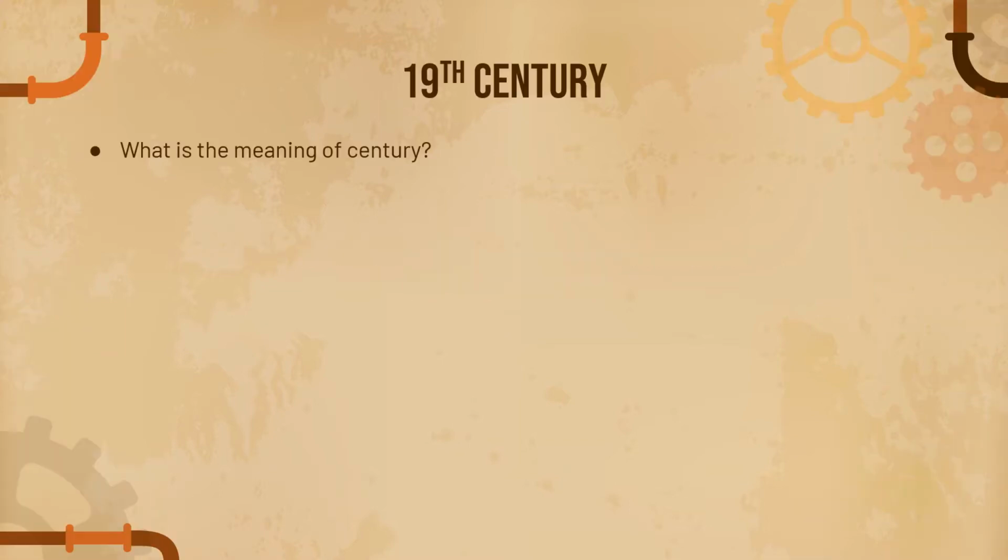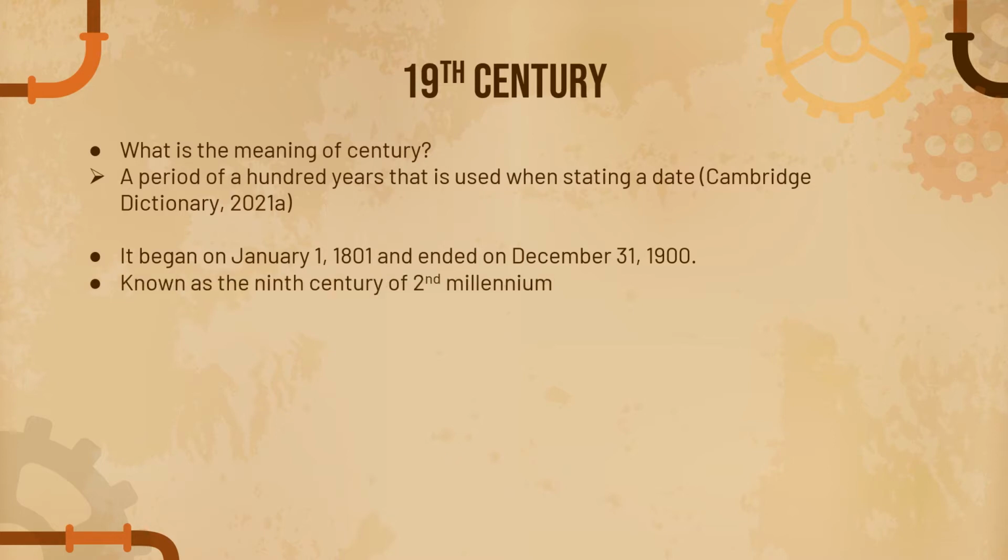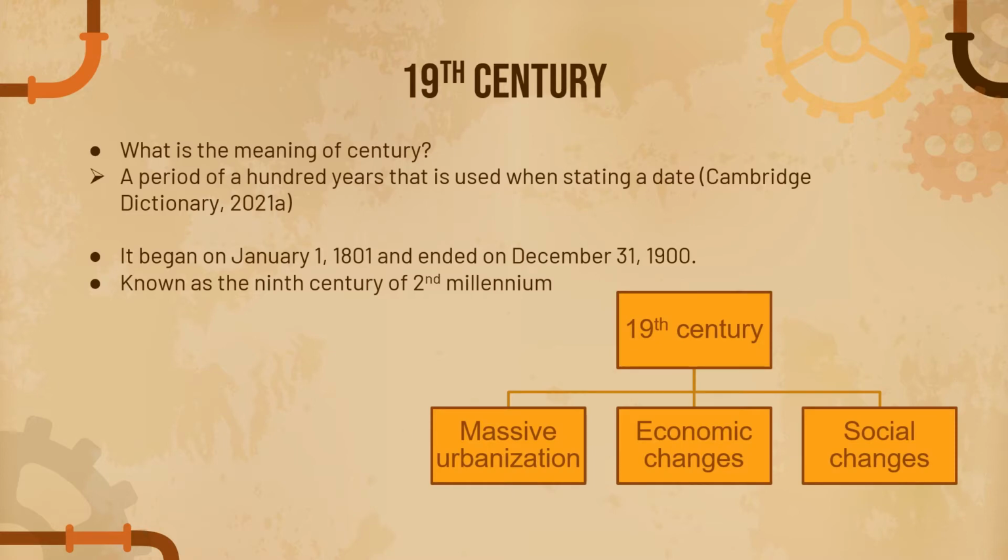First, we must know what is the meaning of century. Century is a period of 100 years that is used when stating a date. The 19th century began on January 1st, 1801 and ended on December 31st, 1900. The 19th century was also known as the 9th century of the second millennium. During the 19th century, many things happened such as massive urbanization, social changes, and economic changes.